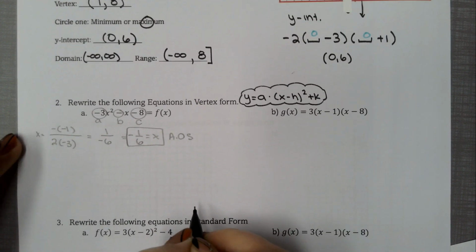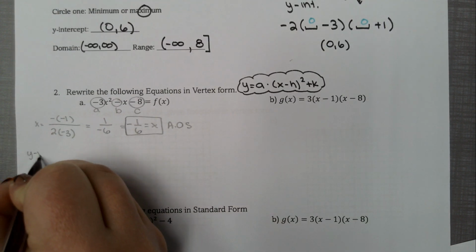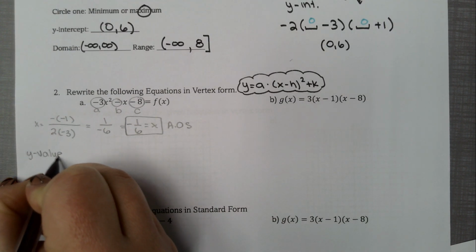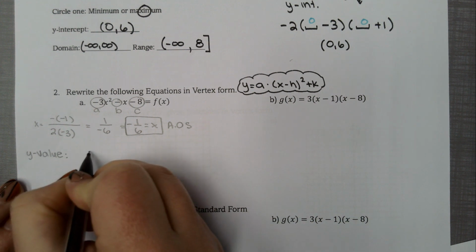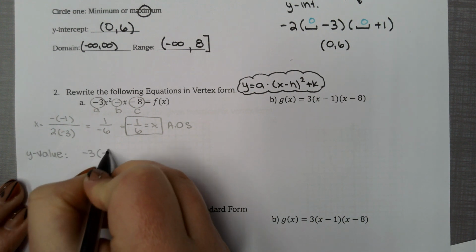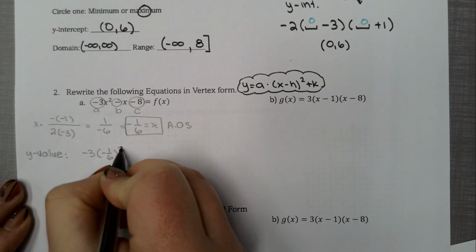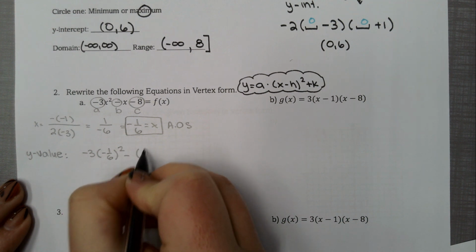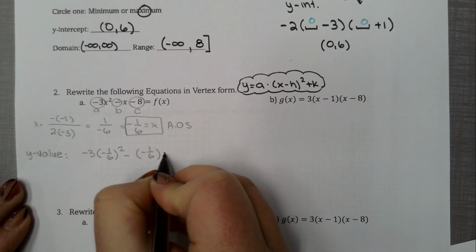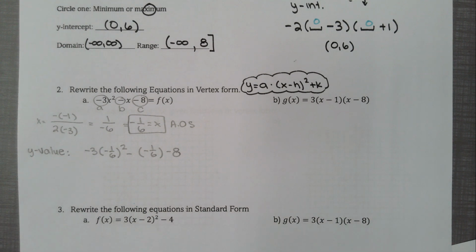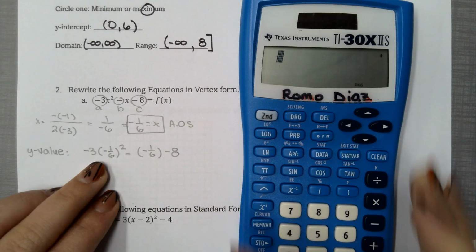Then we have the y value, which is our minimum maximum value. We're going to take the original equation. Now we do have a fraction, and that's okay. And plugging in that fraction, we'll let the calculator do the thinking for us. We're going to type it in exactly how we see it.